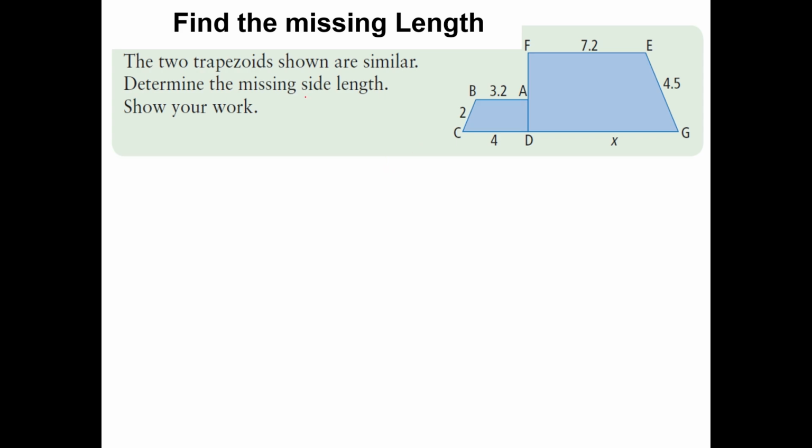So we're told that they are similar, so we're going to use that fact to find the missing length for x. So first things first, let's find a corresponding side that we can use. So it looks like A to B and E to F are corresponding for this trapezoid. So what I'm going to do here is I'm going to find the scale factor using that fact because I know that they're similar. So E to F divided by A to B.